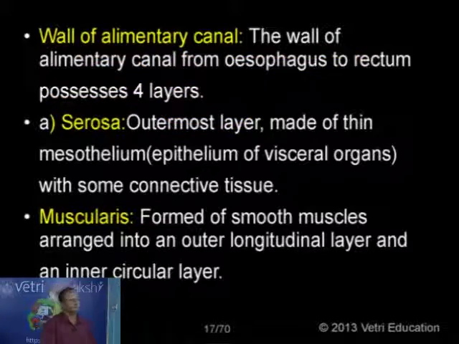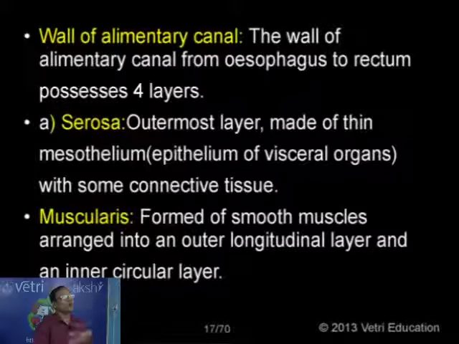Now, let us take the anatomy or the histology of the wall of the alimentary canal. Throughout the entire alimentary canal, starting from the esophagus up to the rectum, the wall is formed of four layers, from the outside to the interior: the outer, the second, the third, and the fourth. Now, what are the different layers?